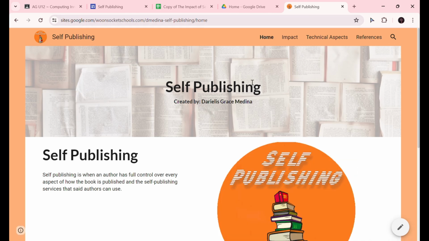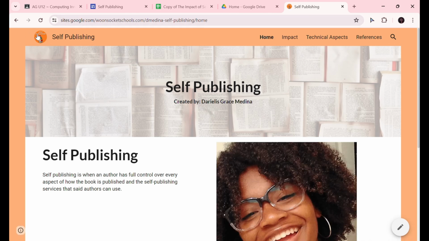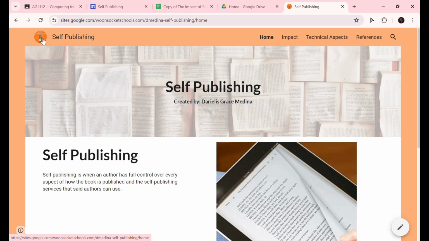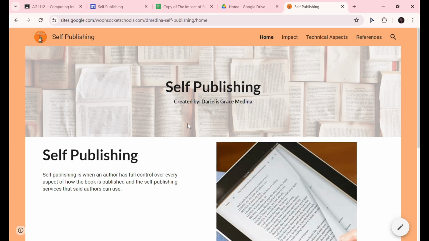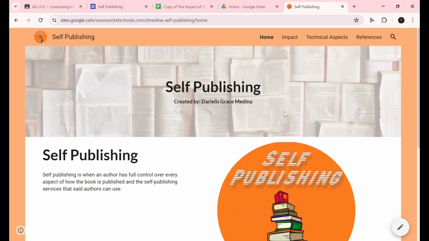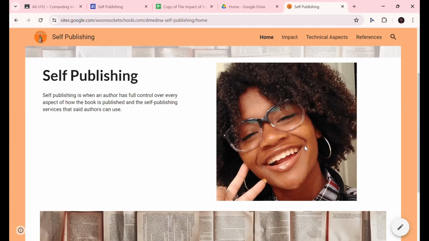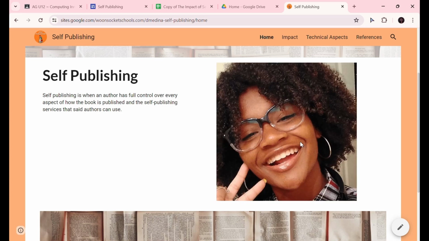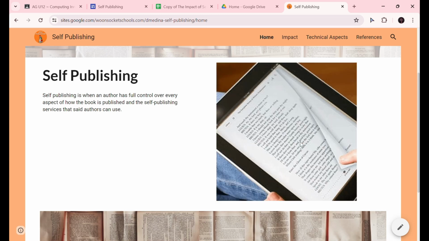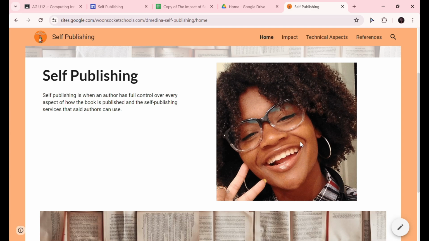For the graphics on my website, I created my logo over here using Pixlr. I also used Pixlr to create the banner in the background, these nice little books back here. For the rotating gif right here, I used easygif.com to create a gif with these three pictures: one of myself, one of my logo, and another picture that relates to my topic, self-publishing.